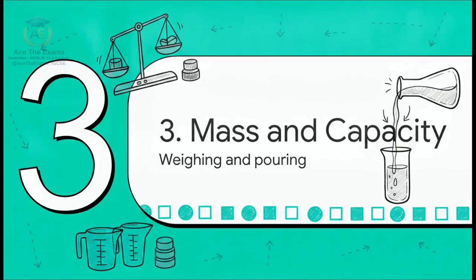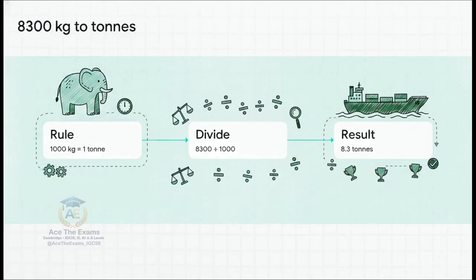All right. Section 3, weighing mass and capacity. Let's see how weighing and pouring build upon the exact same logic. You're going to love how beautifully repetitive this is. Let's look at mass first. What if we have 8,300 kilograms and we need to convert that into tons? Well, step 1 is recalling the rule. There are 1,000 kilograms in 1 ton.